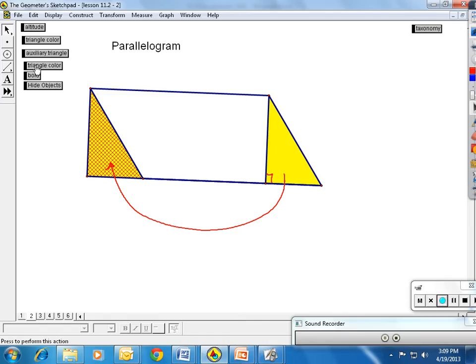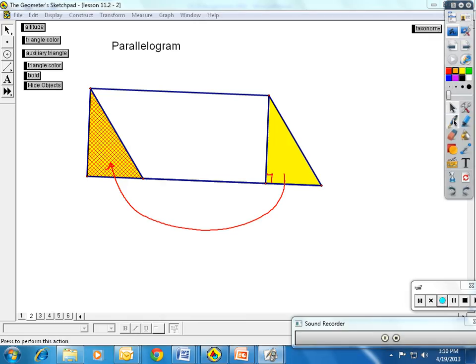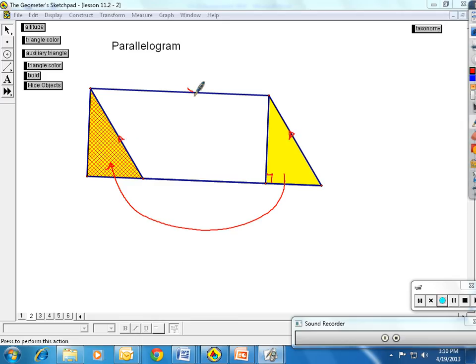If I shifted this triangle over, they are congruent, but I can also show that they are congruent using some deduction as well. So again, I started with a parallelogram. I started with these being parallel and these here being parallel. So let's think about this a moment. Since I've got parallel lines, I've got corresponding angles congruent. So those angles are congruent.